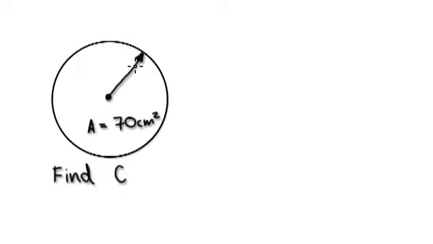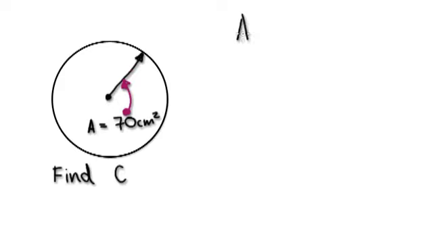Okay? So let's say this circle here has an area of 70 centimeters squared. Find C, the circumference. So we are given the area here. So let's jump back to the radius first. That's our first step, and then our second step would be to jump from the radius to the circumference. So first step, find the radius from the area.